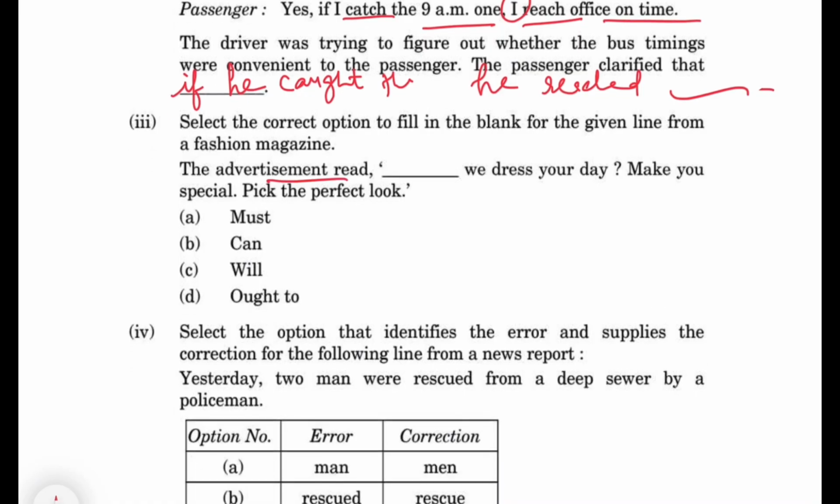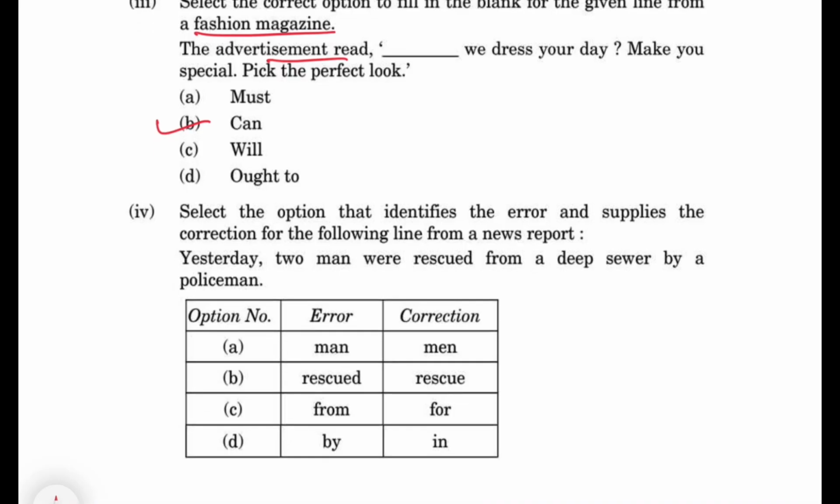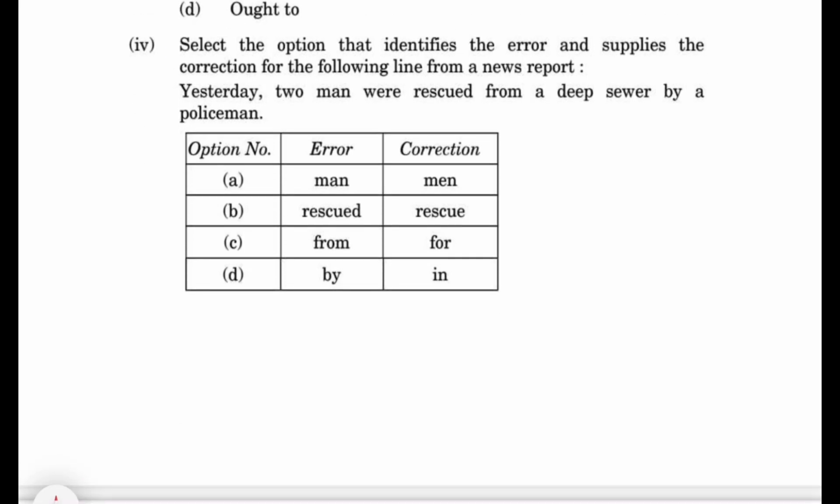Next is the advertisement. This is the advertisement. Dash we dress your day. So can we dress your day? According to a fashion magazine. So can we dress your day? Make you special. Pick the perfect look.